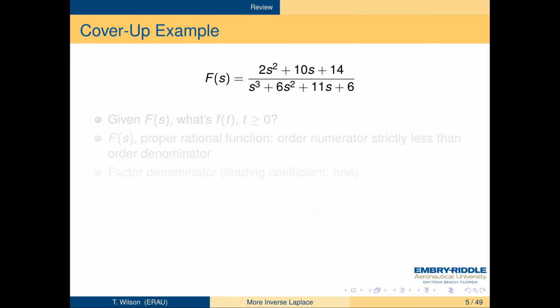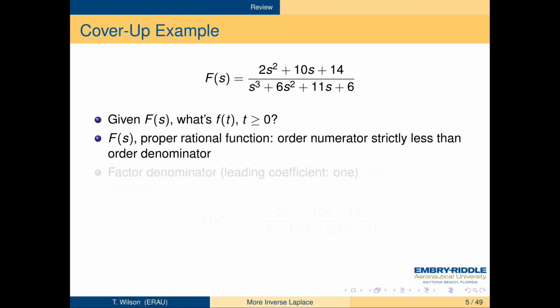Here's an example of the cover-up method. Given this Laplace transform, what's the corresponding time domain waveform? The given F of s has a numerator that's second order and a denominator that's third order, so F of s is a proper rational function. The order of the numerator is strictly less than the order of the denominator.